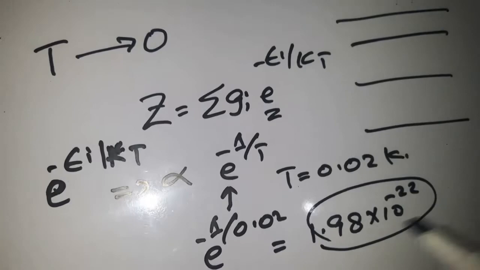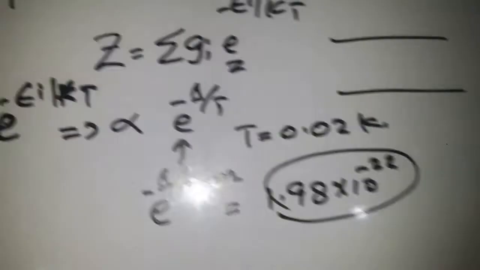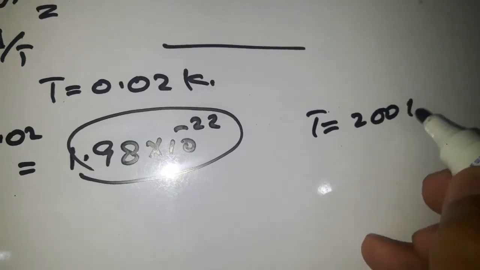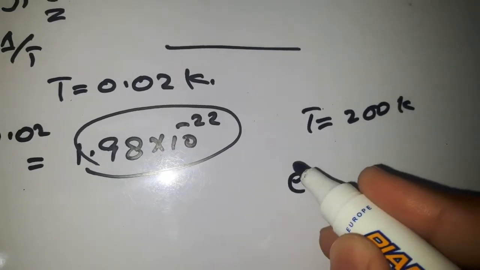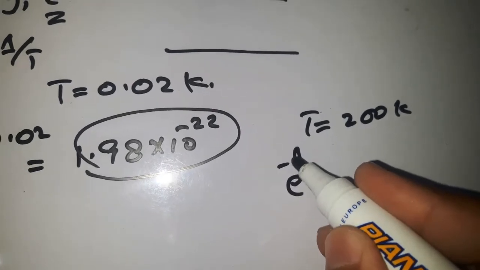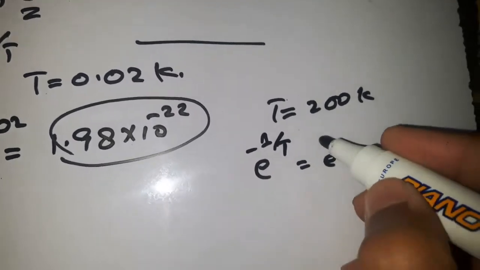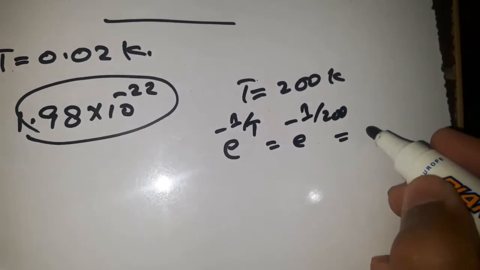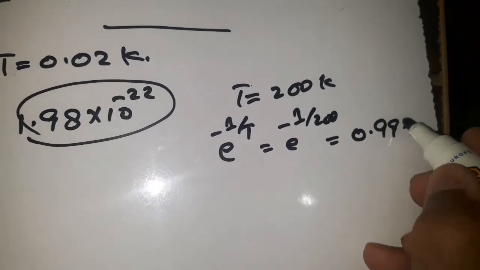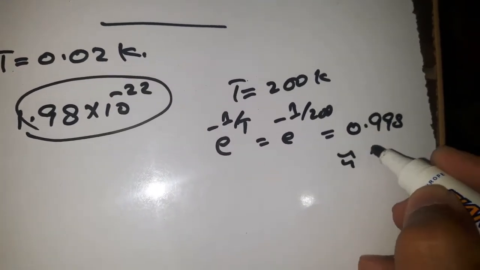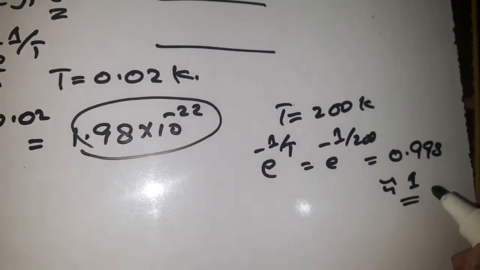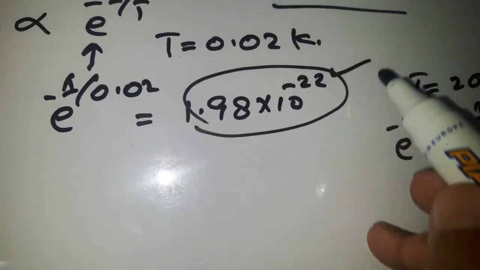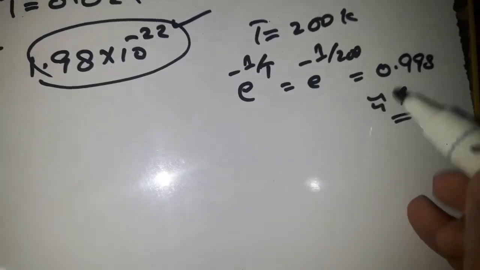Now if you choose a temperature that is a little bit higher, that is 200 Kelvin, and we put in the term, minus 1 over T, it is minus 1 over 200. After calculation we are getting a value of 0.998, that is approximately equal to 1. So from this you can see that if we choose a very low temperature, the term goes toward 0, and if the temperature is higher, it goes toward 1.